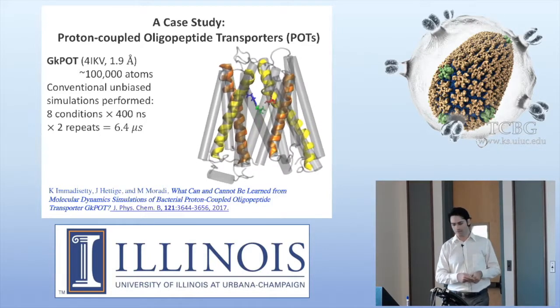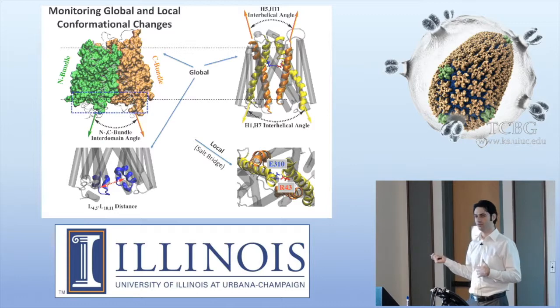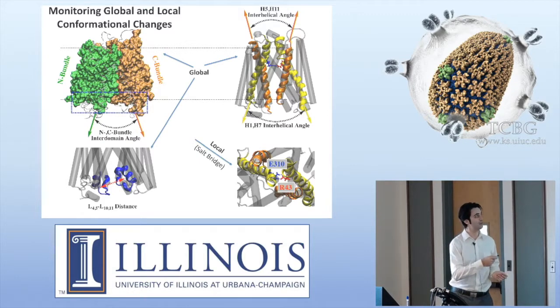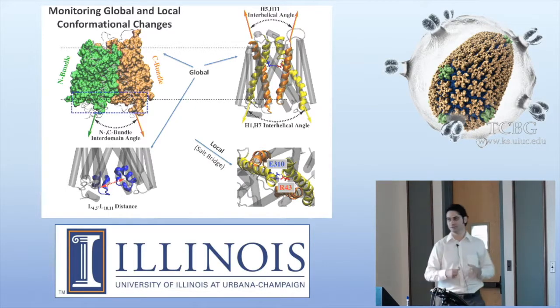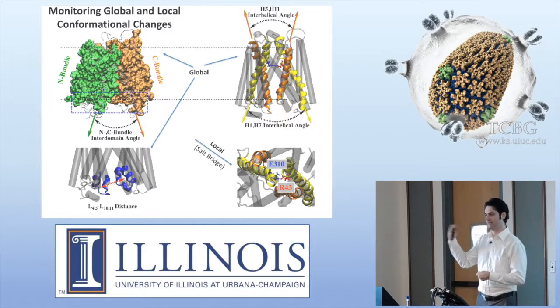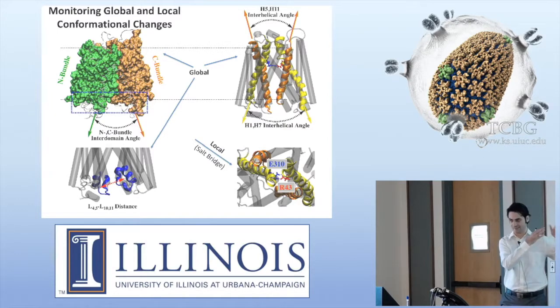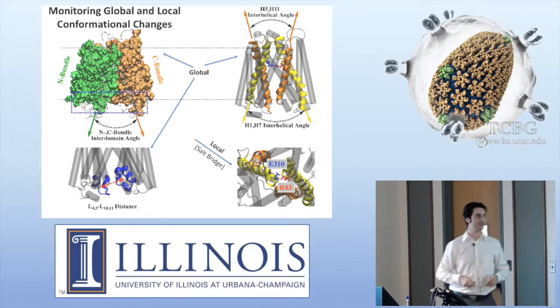So what happened? We analyzed it. We defined a couple of different things: global variables and local variables. Like global variables, the orientational angle between 2 different domains, the N bundle domain and C bundle domain of the protein. This is of course very important, because if it's going to undergo the inward facing to outward facing conformational change, it should have to do with this angle. This should change, especially since this is part of the MFS family, and they are suggested to follow the rocker switch mechanism, which looks like a rocker switch.